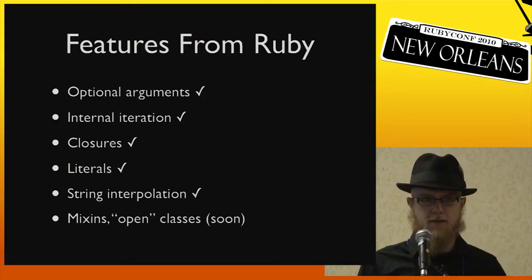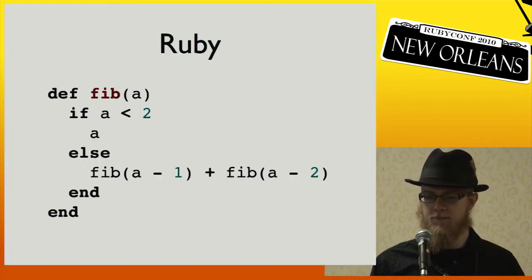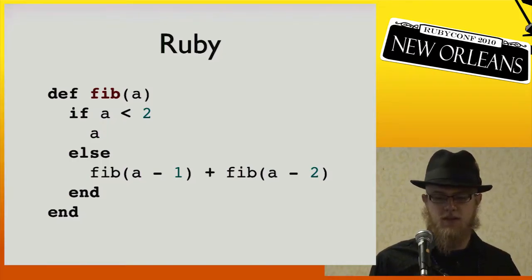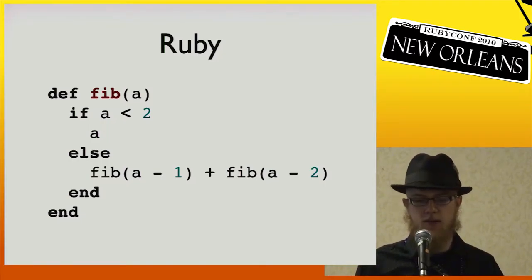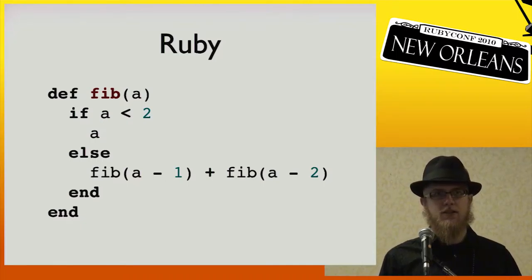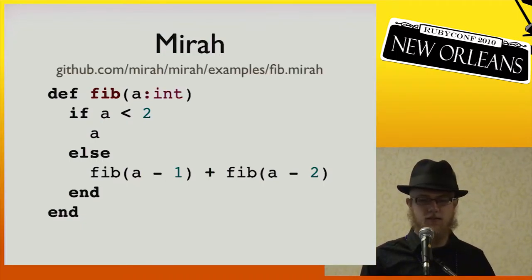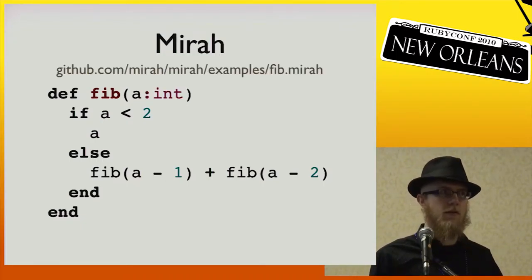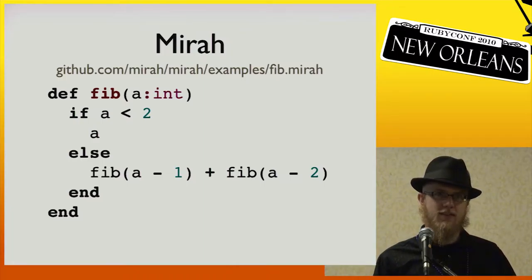So for example, here's a naive implementation of Fibonacci in Ruby. In Mirah, you just have to add type declarations to it. And it does a lot of inference, so you don't have to specify the type of every single variable on assignment. It will do some of that for you.